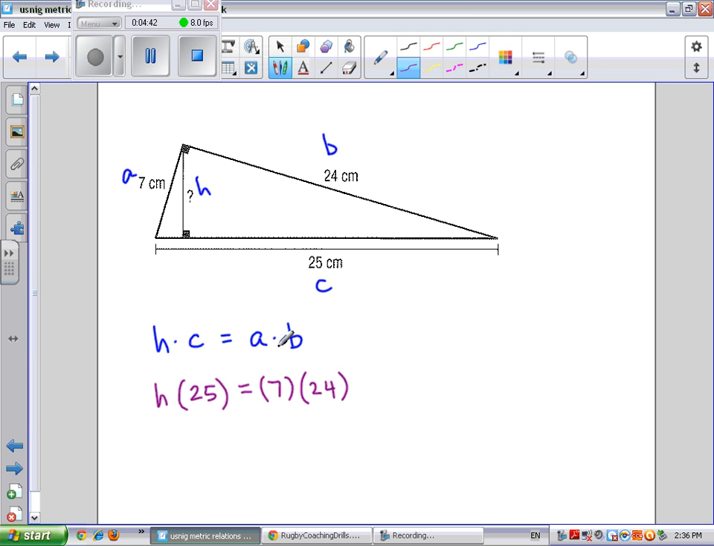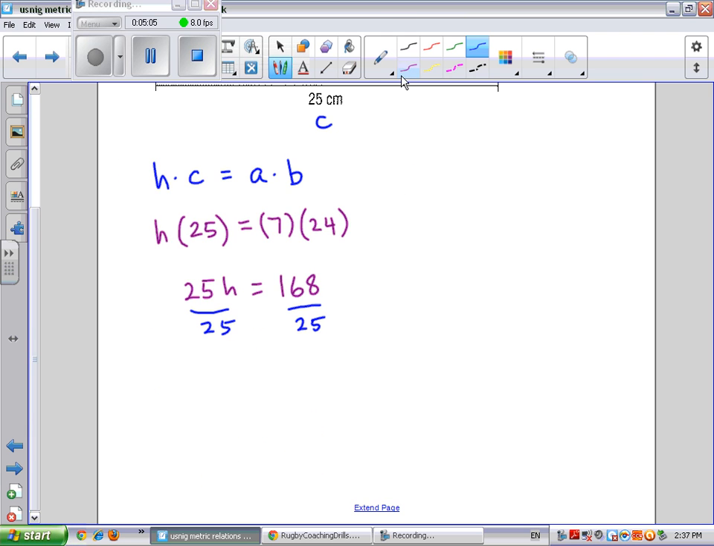And hopefully this is fairly intuitive to you, that you're just basically going to isolate h in this situation. H times 25 we can rewrite as 25h, and then basically divide both sides by 25. Scroll down a bit here. And you get an h that is equal to 6.72, and I believe that's centimeters.